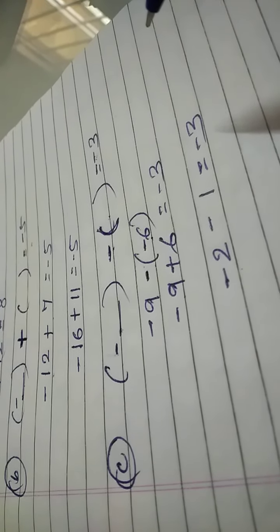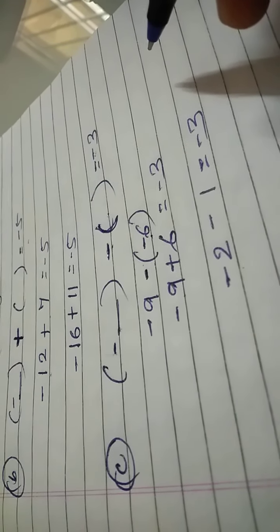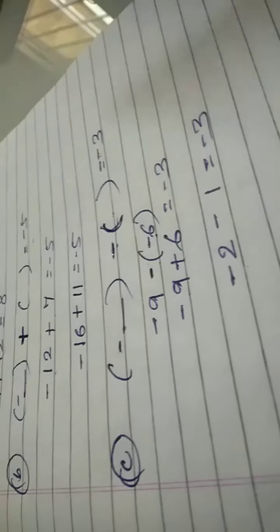Okay, so in this way you can do these questions. Exercise 1.2, questions number 1 and 2 we have done. You have to do it in the CW copy.